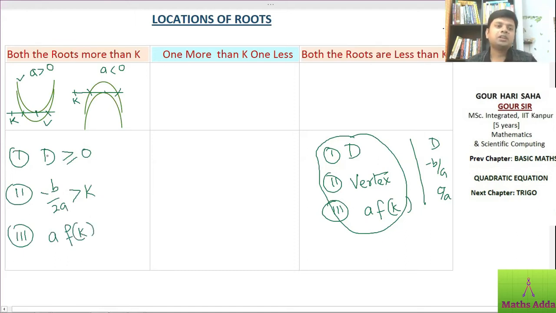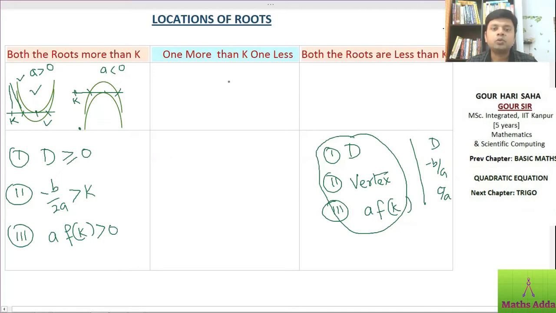Third, what can we say about a into f(k)? f(k) means the value of the function at k. This means if the graph is above the x-axis, the value is positive. If the graph is below the x-axis, it is negative. So here I see the graph is above the x-axis. So for this figure, f(k) is positive, and a is also positive. So a into f(k) is positive. For this one, the graph is below the x-axis. See, at k, the graph is below, right? So this means f(k) is negative, but a is also negative. So a into f(k) is positive. So these 3 conditions will give us both the roots more than k.